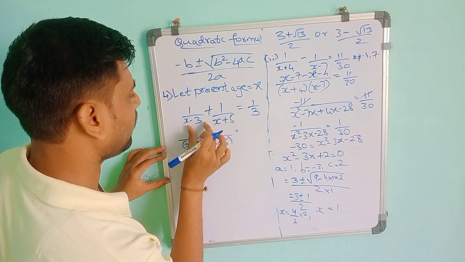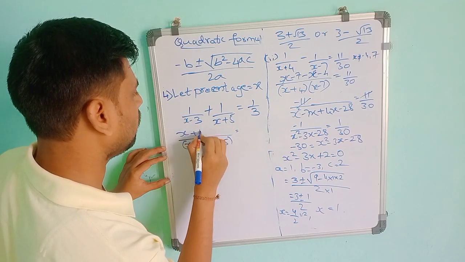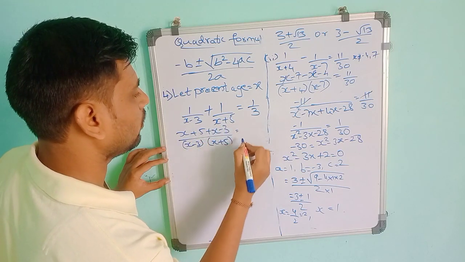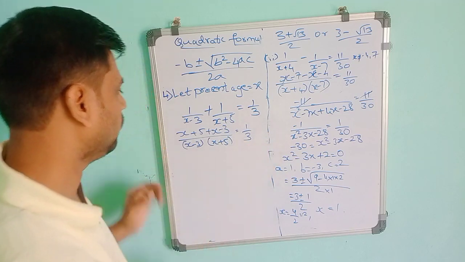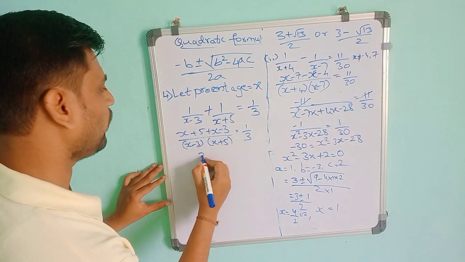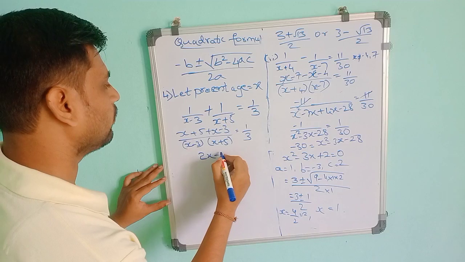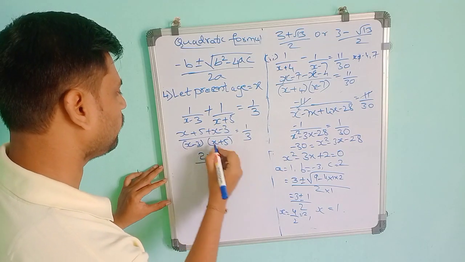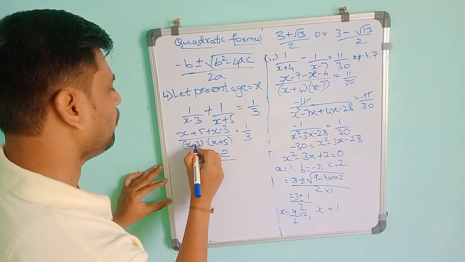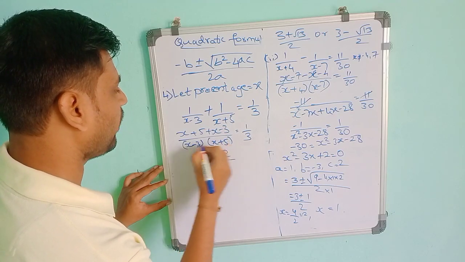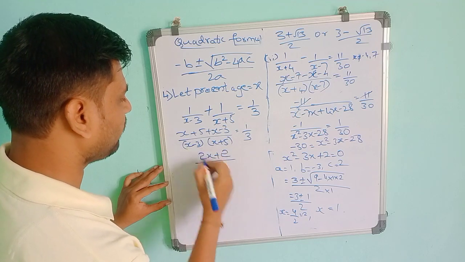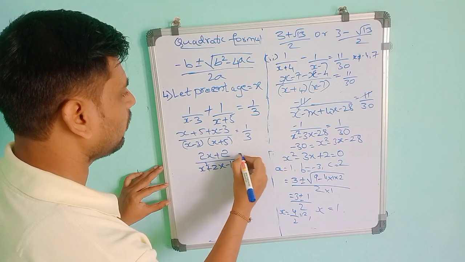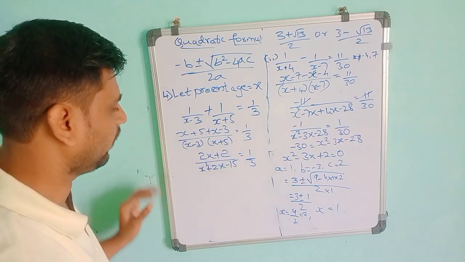So x minus 3 is there, so you have to take x plus 5, and x plus 5 is there, x minus 3 you have to take, x minus 3 is equal to 1 by 3. So x plus x is 2x, plus 5 minus 3 is plus 2, divided by x minus 3, x plus 5. So first we have to take x into x, x square, minus 3 into x, minus 3x, 5 into x is 5x. So 5x minus 3x is plus 2x, minus 15, is equal to 1 by 3.